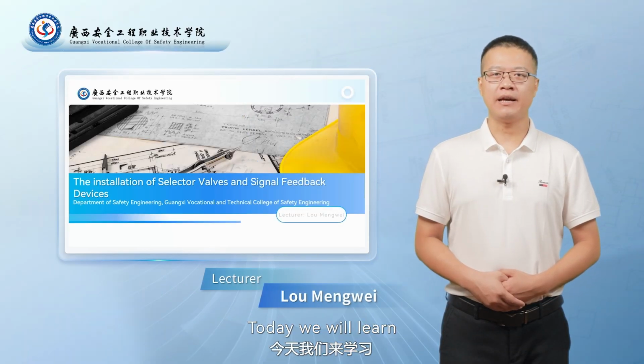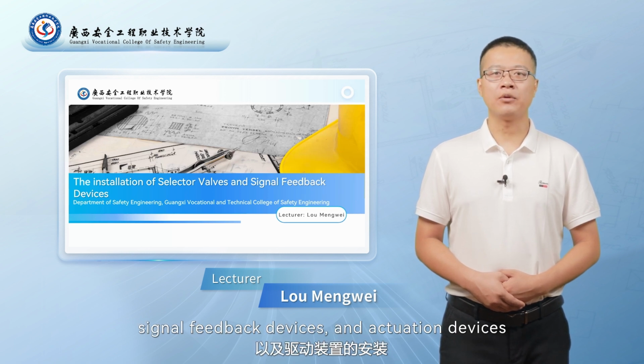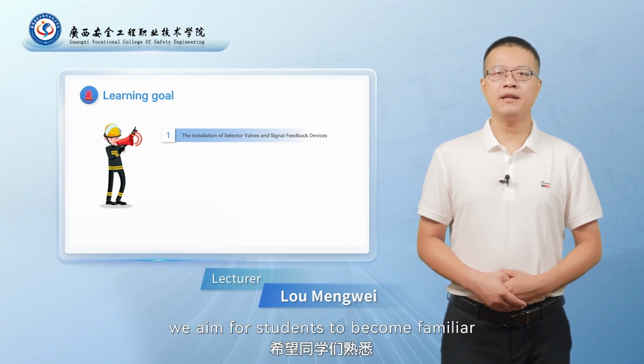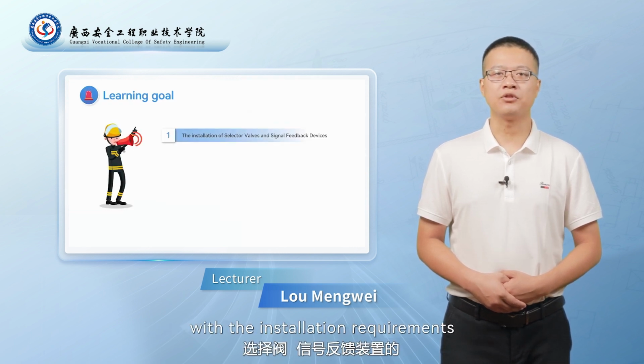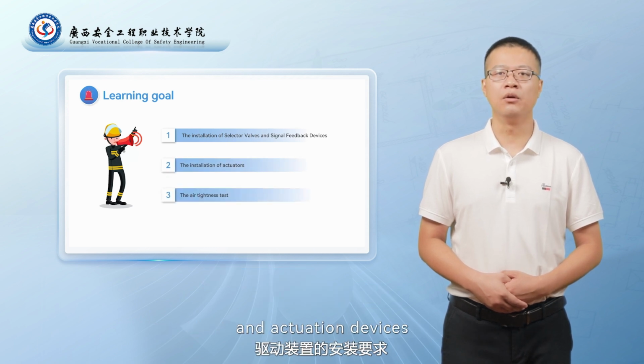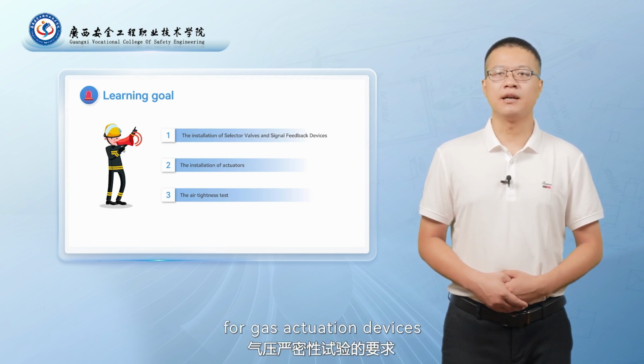Everyone, today we will learn about the installation of selector valves, signal feedback devices, and actuation devices. Through this lesson, we aim for students to become familiar with the installation requirements for selector valves, signal feedback devices, and actuation devices, as well as the pressure tightness testing requirements for gas actuation devices.